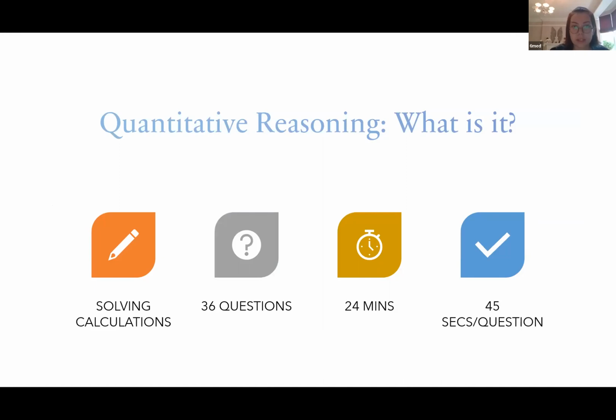So what is quantitative reasoning? Well, it's the maths section of the UCAT, if you want to call it that, and it involves solving quite basic calculations, usually about GCSE level calculations: addition, subtraction, multiplication and division, working probability out, that sort of level. And you get 36 questions, and you do them in 24 minutes, so you get about 45 seconds per question, but that includes looking at any graphs or information that they've given you.